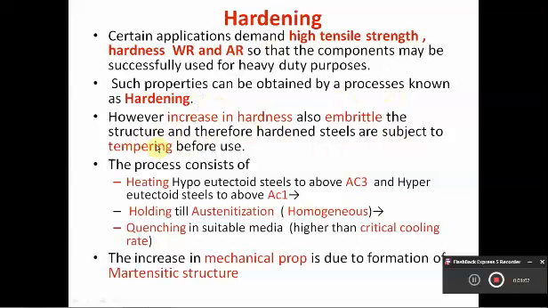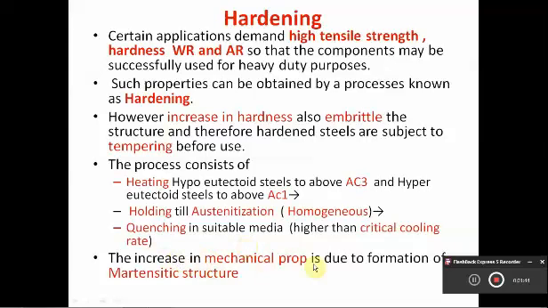The process consists of heating hypoeutectoid steels to above upper critical temperature, that is A3 temperature, and hypereutectoid steels are heated above A1 temperature. Then they are held till complete austenitization occurs, followed by quenching in a suitable quenching media, where the quenching media used allows cooling at more than the critical cooling rate.